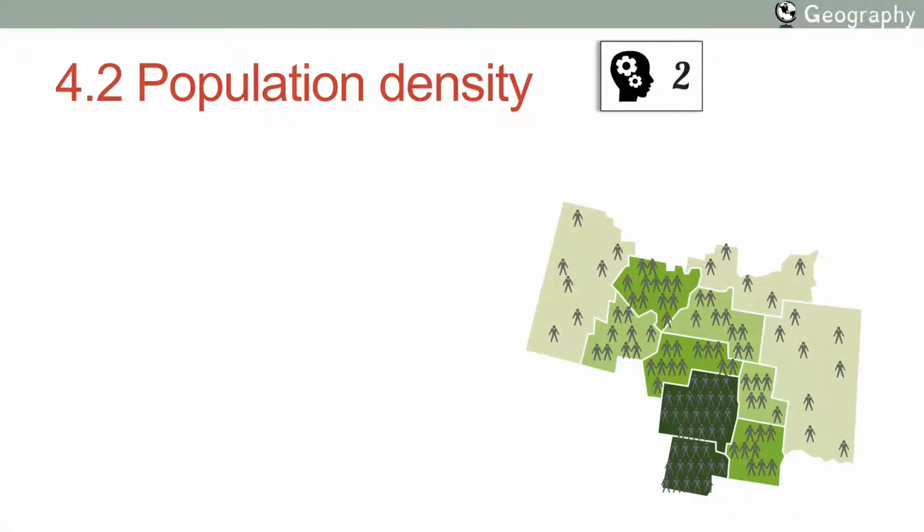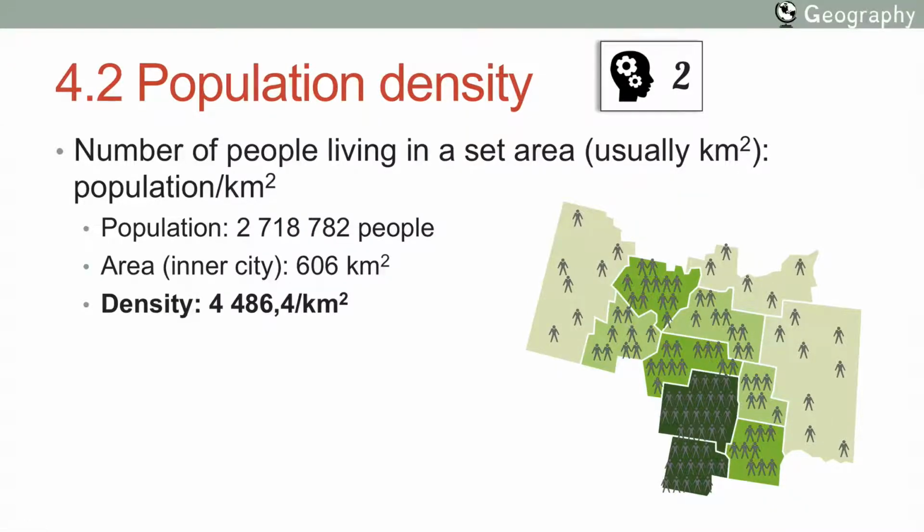What about the population density? The notion of density, there are different ways to figure it. Usually we use color shades to show that an area is more densely populated than another one. For Chicago, the density is usually defined by the number of people living in a set area. The area usually used in human geography is the square kilometer. So here, the population divided by the surface area. The population of the city center only of Chicago is 2,700,000 people, and the area is 606 square kilometers. So if we simply divide the population by the surface, it gives us a density of 4,486 per square kilometer.